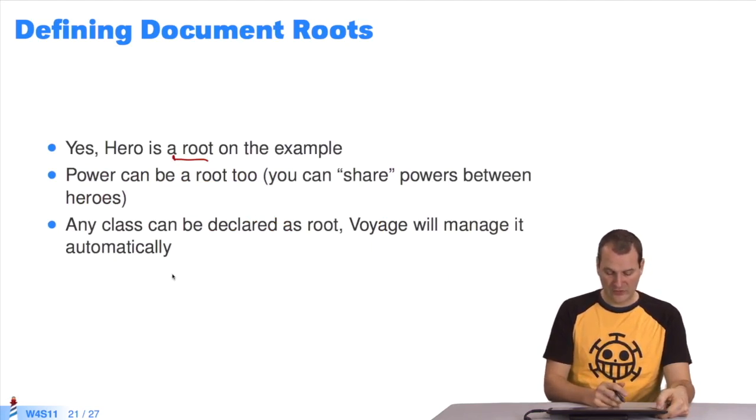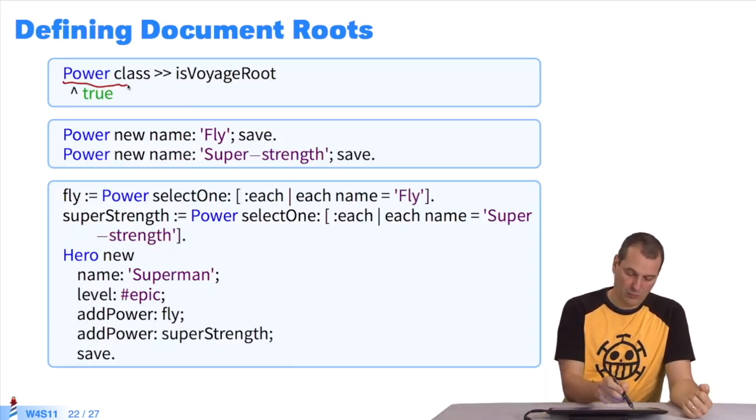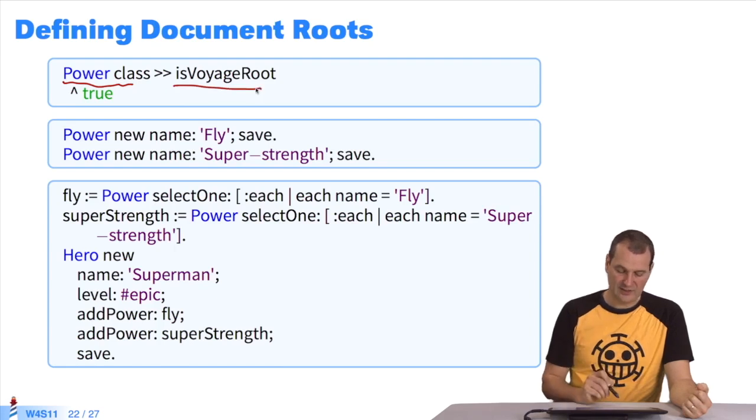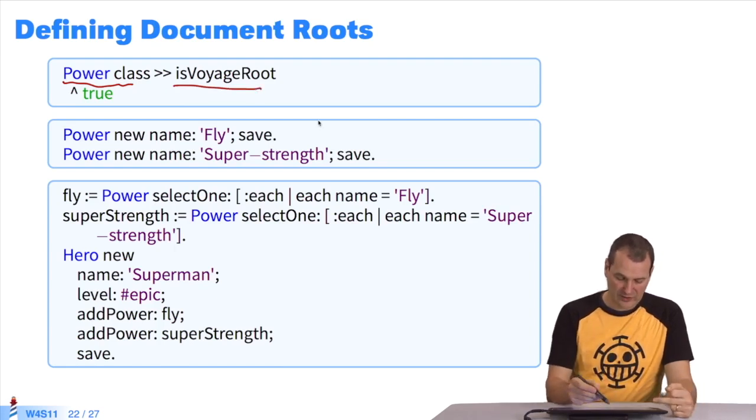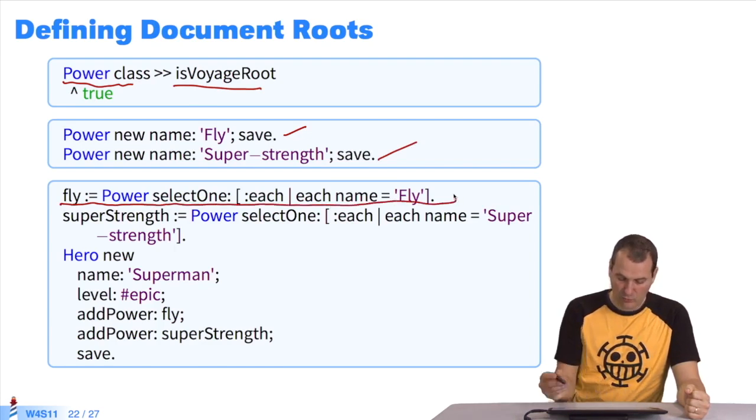Here is how to do it. I say power class is Voyage root. Now, if I create the power fly and save it, it is in the base. Super strength, the same. Now, I'll be able to make a query that tells Voyage to get the power to fly. I also want Voyage to get the power of superhuman strength.